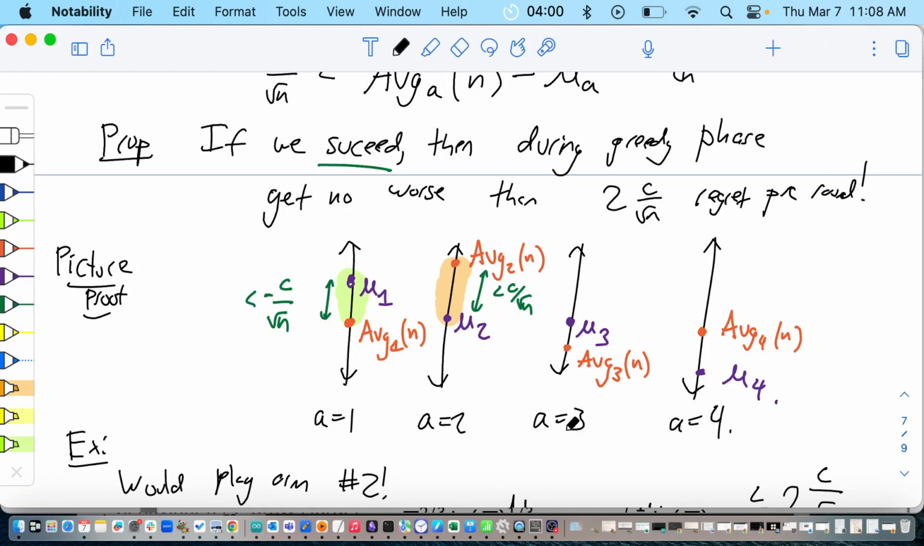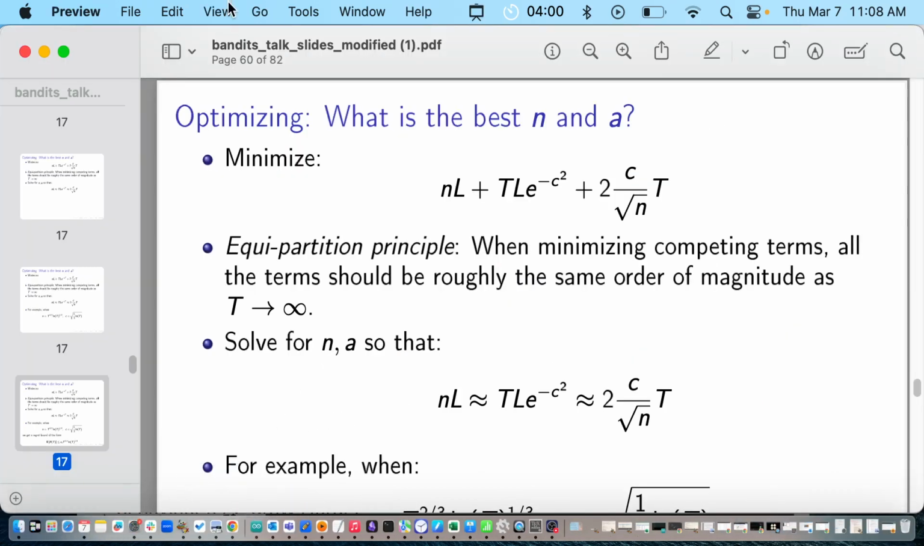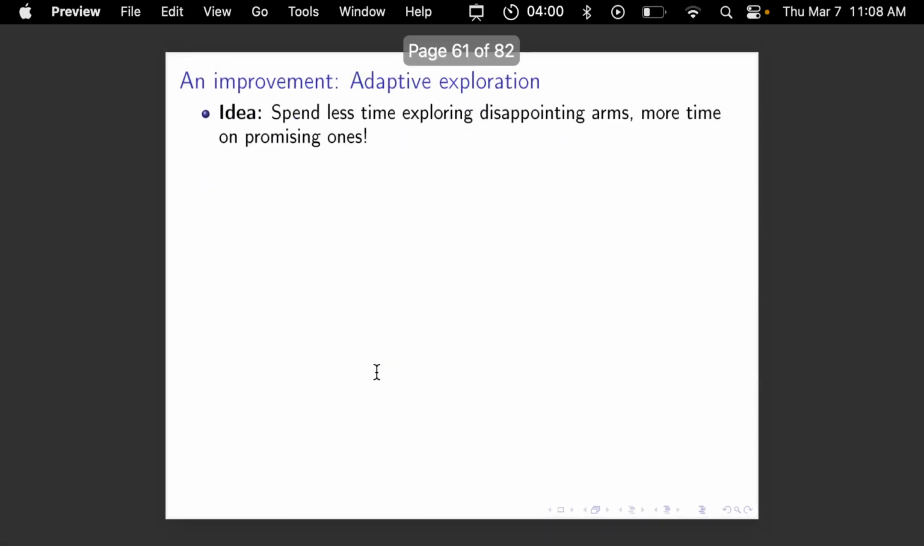So this idea is called adaptive exploration. Spend less time exploring the disappointing arms and more time on the promising arms. So instead of trying each arm equally, we'll try the ones that are doing well more, and the ones that are doing badly less. By doing this, we're going to save some time in our exploring phase, and you're going to see it leads to an actual big increase in what we can get.